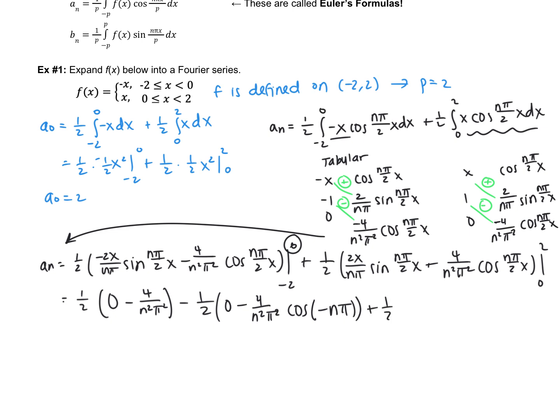Now I have to evaluate the second expression. When I plug in the 2, if I plug 2 into this sine expression, so I plug in 2 for x, I'm going to get sine of n pi. Well, sine of any multiple of pi is just 0. So then I'll end up with 4 over n squared pi squared. Again, substituting in 2 for that x, I'm going to get cosine of n pi. Lastly, I'm going to need to substitute in 0. So the first expression will become 0, and then I'll be left with 4 over n squared pi squared cosine of 0, which is just 0.